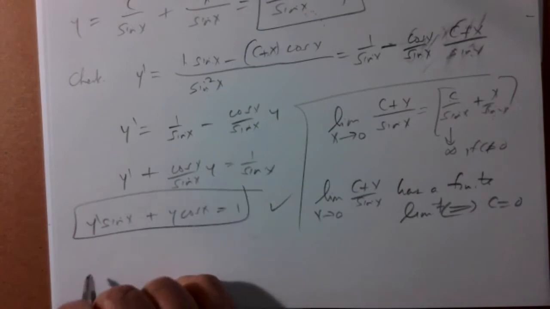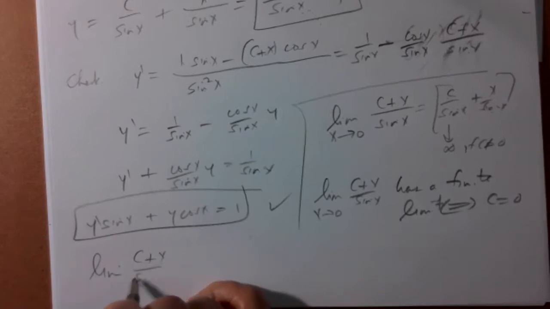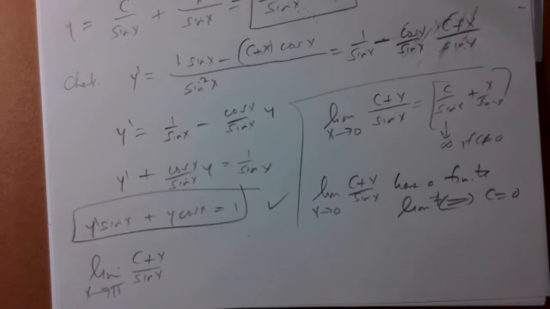What about as x goes to pi? The limit of c plus x over sine x as x goes to pi. So when does that have a finite limit?